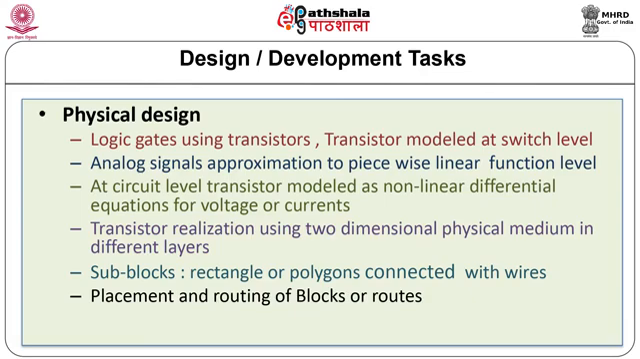The physical design of transistors can be realized using a two-dimensional physical medium with parasitic capacitances and resistances depending on the shapes of the pattern in the different layers. In addition, one needs to deal with layout of subblocks. From an abstract point of view, subblocks are rectangles or polygons with terminals at their periphery to which wires are connected. Placement of polygons and providing interconnection routes are to be handled by placement and routing tools.